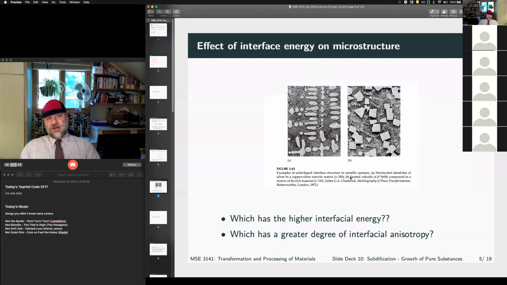So this interfacial energy can have a very strong effect on the solidification microstructure, right? And so here we see these are both dendrites. These bright areas here are actually the first to solidify, and then this material in between is the eutectic phase. We'll talk about this in detail starting Friday when we talk about solidification of mixtures and alloys. But which one of these has a higher interfacial energy? A or B?